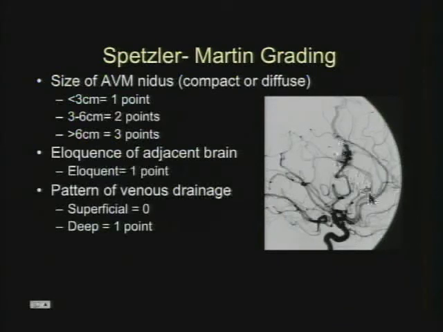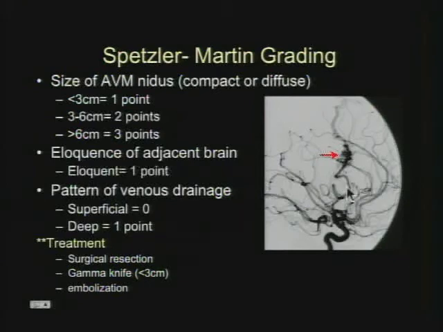And you can see an AVM here coming off the MCA branches, and you can see superficial drainage up to the superior sagittal sinus. So the treatment, if these are amenable to resection, then resection is the first line choice. Gamma knife can be used if they're not amenable to resection, if they're less than 3 centimeters, and embolization is often used as an adjunctive treatment preoperatively.